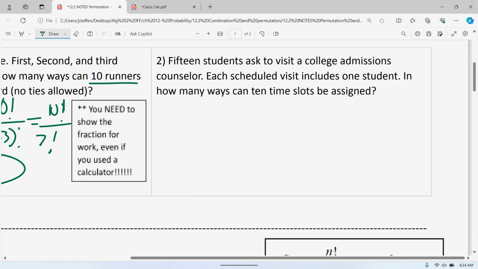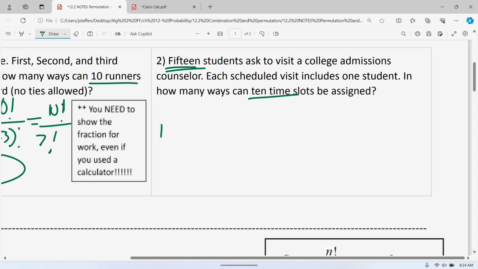Number 2, 15 students asked to visit a college administration or admissions counselor. The scheduled visits include 1 student. How many ways can 10 time slots be assigned? So when you are signing up for college courses, similar to high school where you set up a meeting with the counselors, if you look at their schedule, there are 10 different slots to be assigned. There are 15 students that need to sign into those 10 slots. So 5 people are going to miss that. They'll have to do a different day. So again, 15 students to appoint for 10 different time slots.